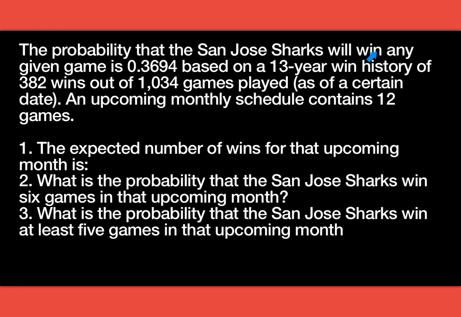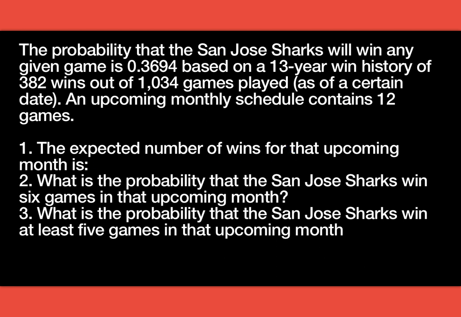All right. Well, it's win or lose. That means there's only two outcomes. The likelihood that they will win on any given game is this, so that means my probability is constant. There is a 13-year win history. Okay, so that's the basis for this. The upcoming monthly schedule has 12 games, so I have a set number of games. A set number of games means it's not geometric. Geometric was I go until I have my first success, so it's not geometric. And then I'm finding the expected number of wins. So I'm counting how many wins in the next 12 games with a fixed winning percentage, and it's only win-loss. This is a binomial condition.